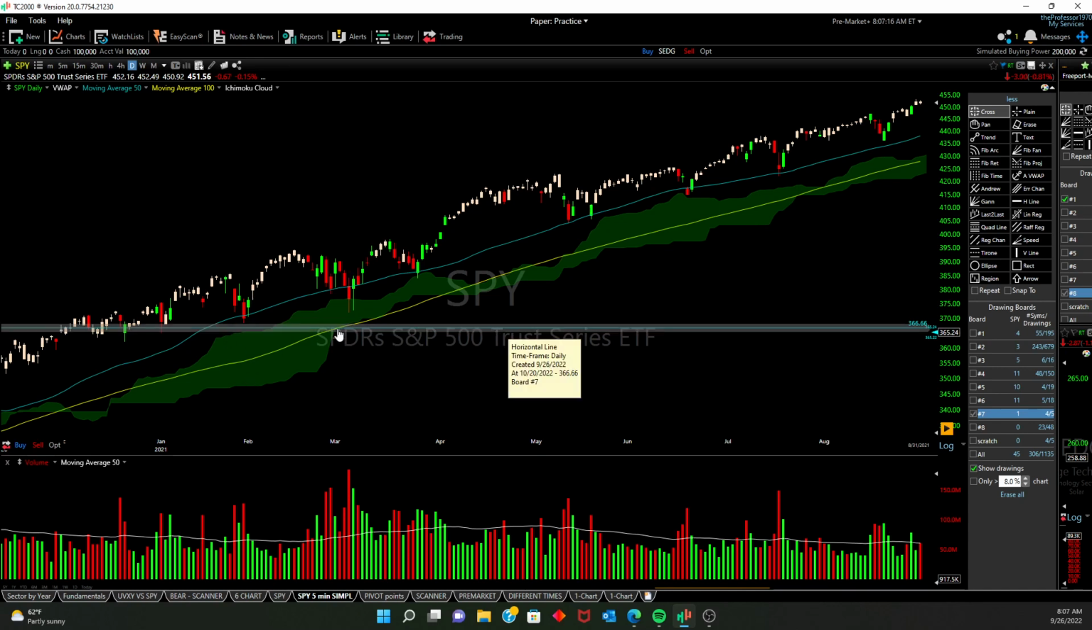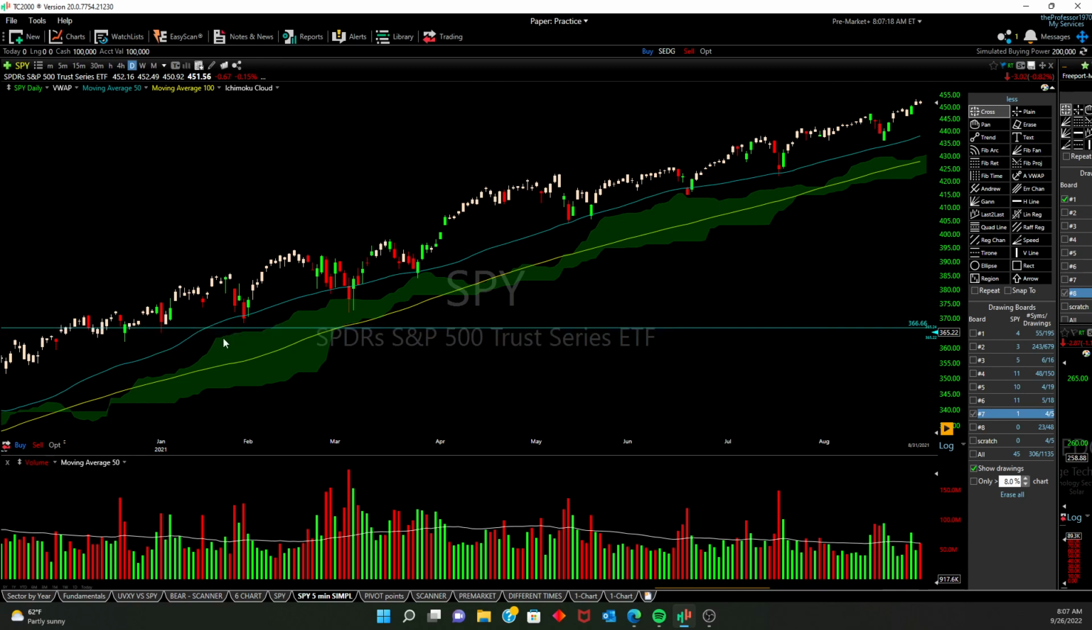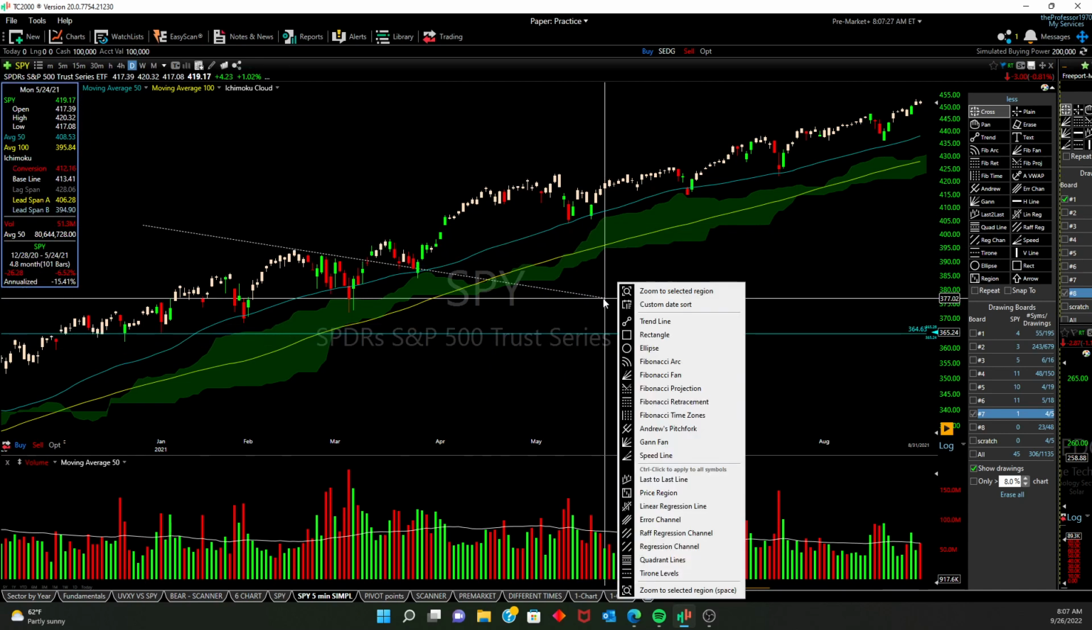So yellow lines I use for the left-hand side of the cloud. Blue lines I use for the right side of the cloud. Right now we're trading roughly about here, so I'm actually going to zoom in. I'm going to show you how I do this.